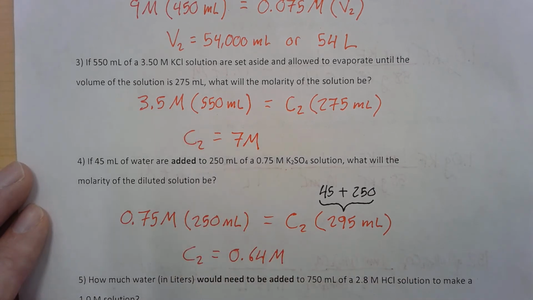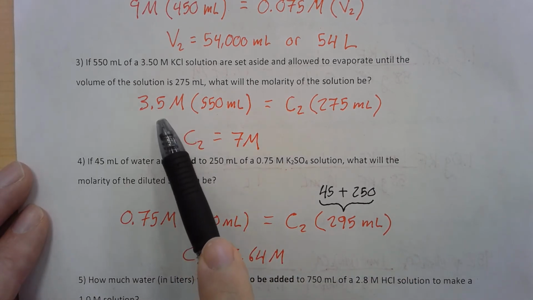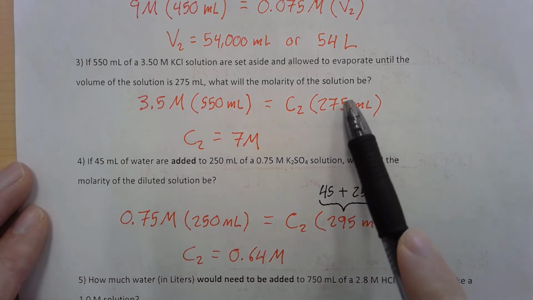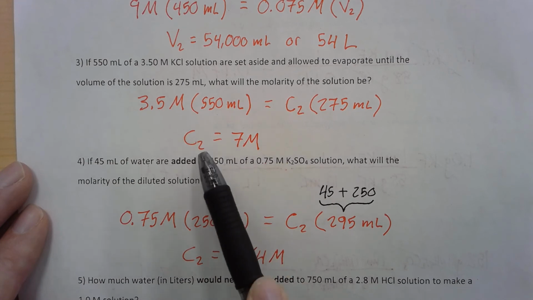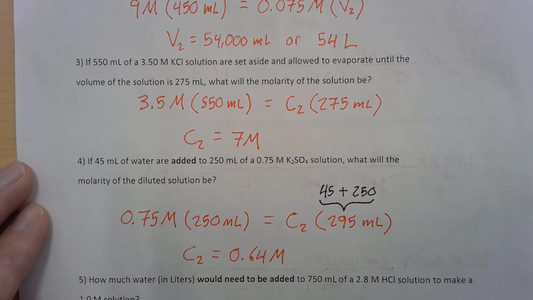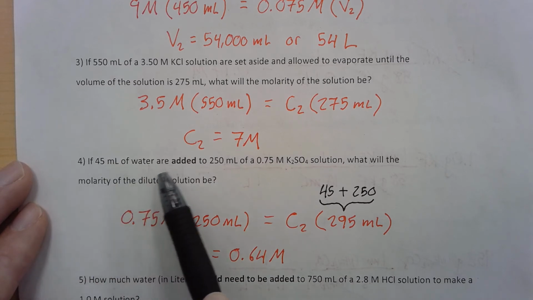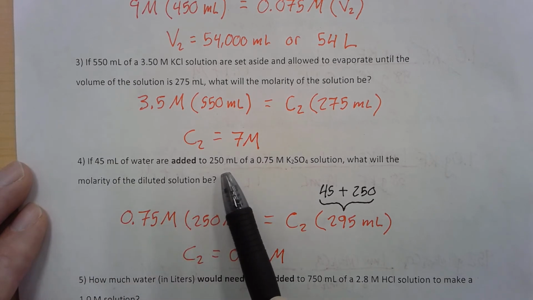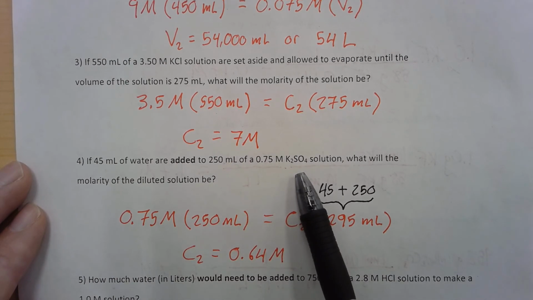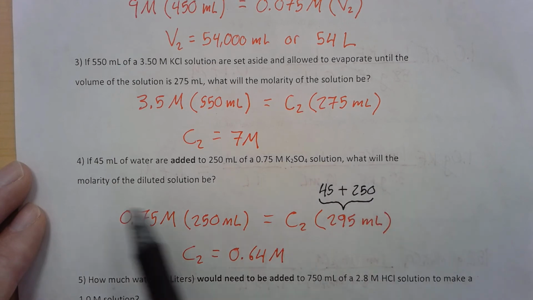All right. The setup here is pretty simple. C1 V1 equals C2 V2. You divide V2 over here, and you're left with C2, which is 7 molar. Number 4. Okay, this one's a little bit trickier. If 45 milliliters of water are added to 250 milliliters of a 0.75 molar K2SO4 solution, what will the molarity of the diluted solution be?